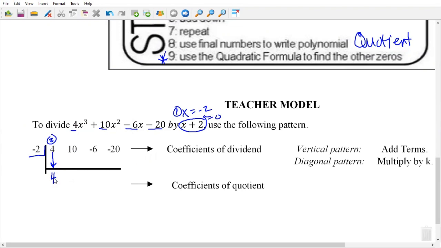So we have -2 times 4 is -8. Agreed? 10 plus -8 is 2. -2 times 2 is -4. -6 plus -4 is -10. -2 times -10 is +20. And -20 plus 20 is 0. So our remainder is 0. So we know that x plus 2 is a factor.